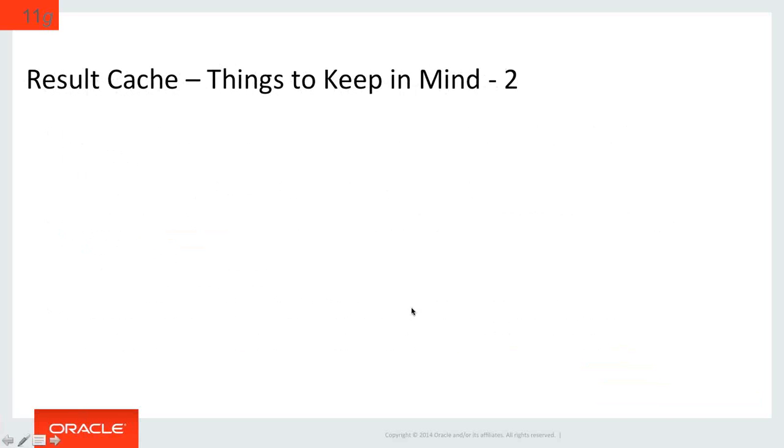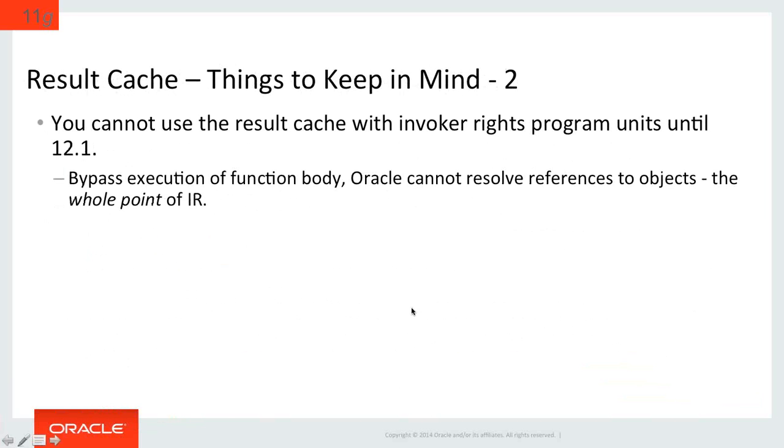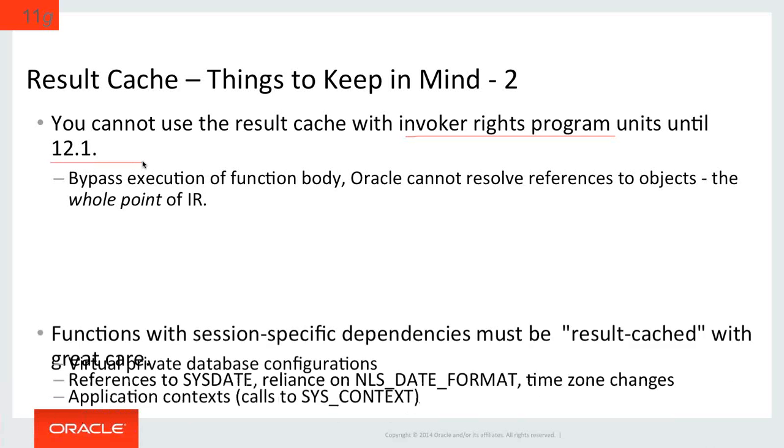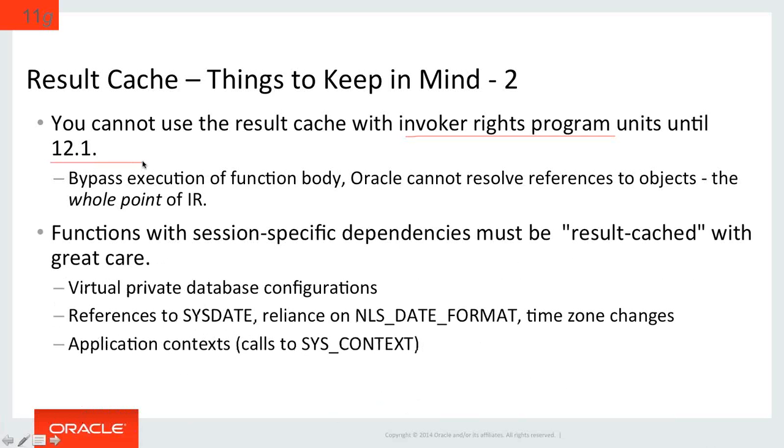More things to keep in mind. You cannot use the result cache with invoker rights programs until 12.1, which is probably not a big deal to most of you since you probably don't even use the invoker rights approach, but I'll show you briefly what that's all about. Starting with 12.1, essentially what Oracle does is add to your parameter list the name of the currently connected schema. That way it creates a unique index and you get the function result cache effect. You might not want to use it, but there it is.